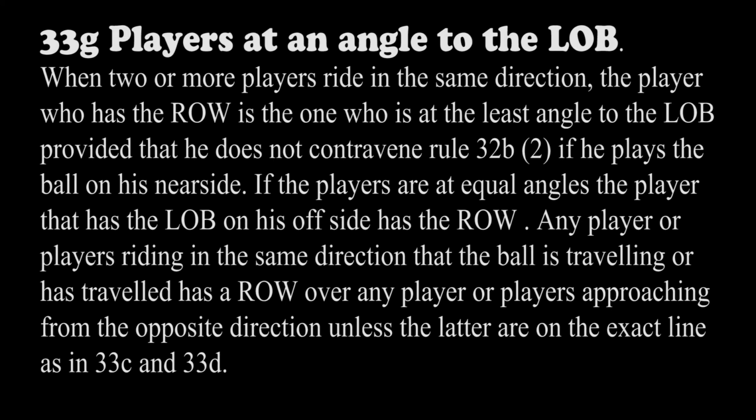33G. Players at an angle to the lob. When two or more players ride in the same direction, the player who has the row is the one who is at the least angle to the lob provided that he does not contravene Rule 32B.